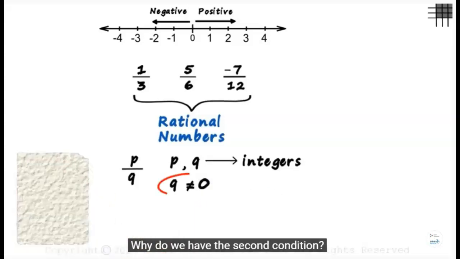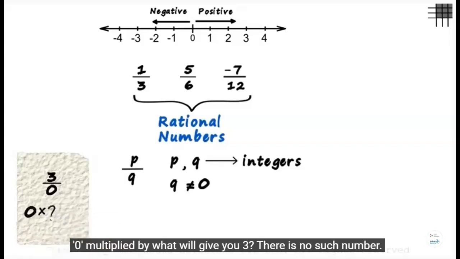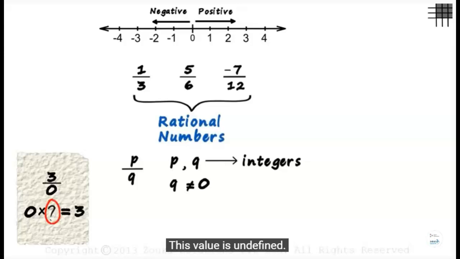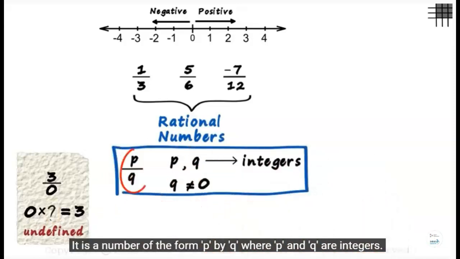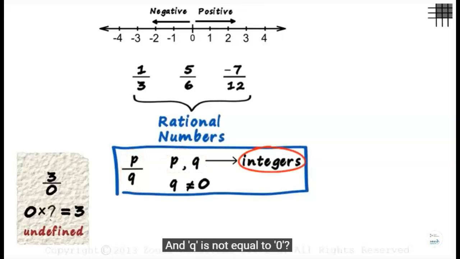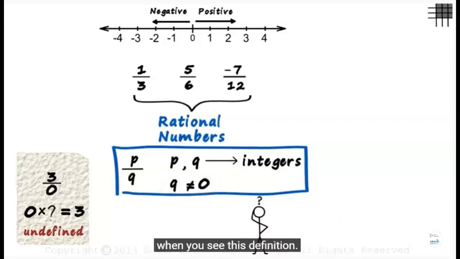Why do we have the second condition? Say I ask you to calculate 3 divided by 0. What would be the quotient? 0 multiplied by what will give you 3? There is no such number. This value is undefined. So this is the basic definition of rational numbers. It is a number of the form p/q, where p and q are integers and q is not equal to 0. There are many questions that should pop up in your head when you see this definition.